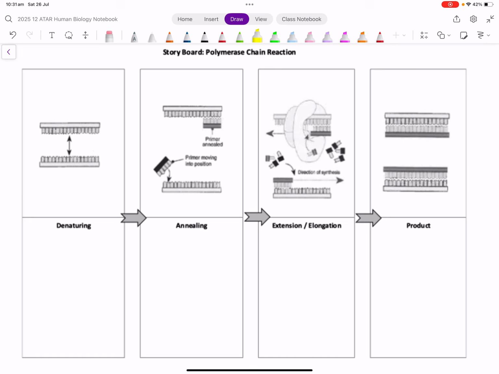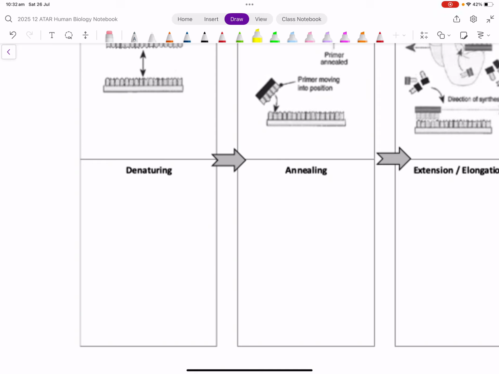So if you've got a copy of this one with you, great. If not, you can just draw this on paper, and we're going to go through step by step what this will look like for the PCR process. So to start with the denaturation stage, as we come down to the bottom here, what we're starting with is our temperature. And during this stage, as you hopefully remember, we heat the DNA to 95 degrees Celsius.